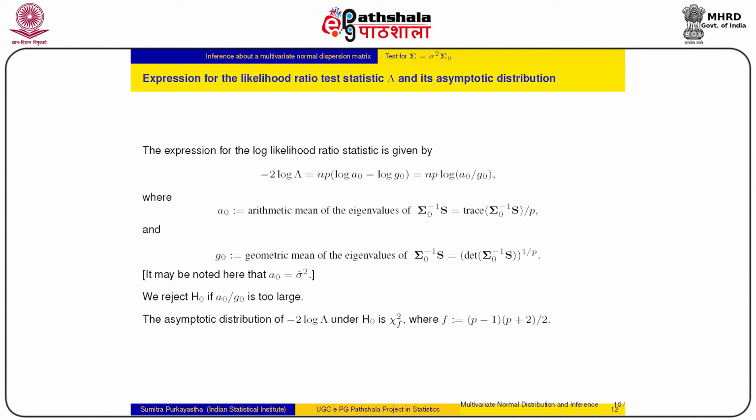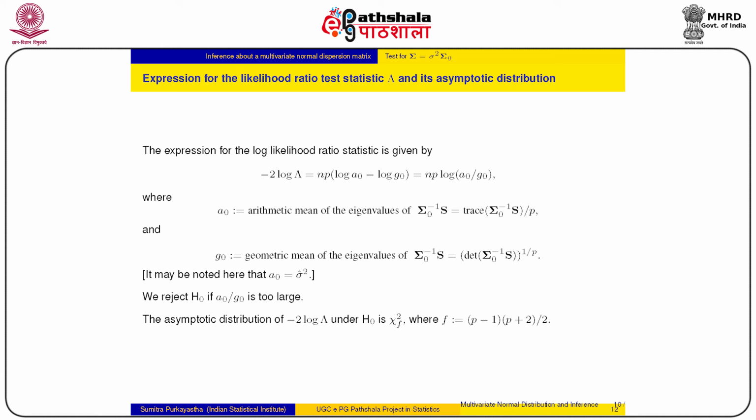Now we are in a position to state the expression for the likelihood ratio statistic, denoted by capital lambda, and its null asymptotic distribution. The expression for the log likelihood ratio statistic is -2 log lambda, which is equal to NP times (log A naught minus log G naught), the same as NP times log A naught by G naught. A naught is the arithmetic mean of the eigenvalues of sigma naught inverse S, equal to the trace divided by p, because the sum of eigenvalues is the trace. G naught is the geometric mean of the same eigenvalues, equal to determinant of sigma naught inverse S whole to the power 1 by p.